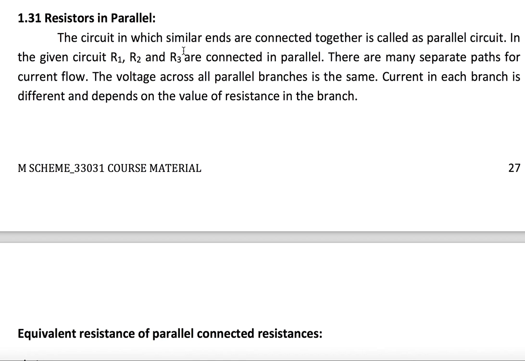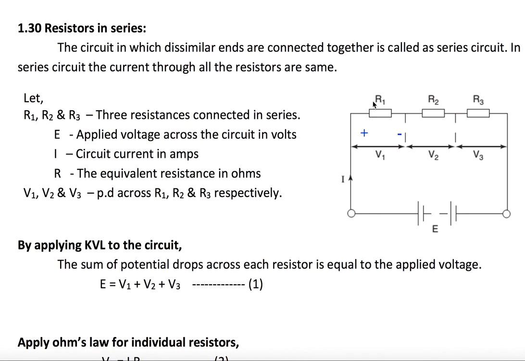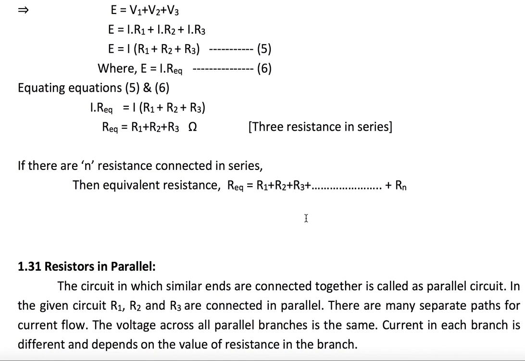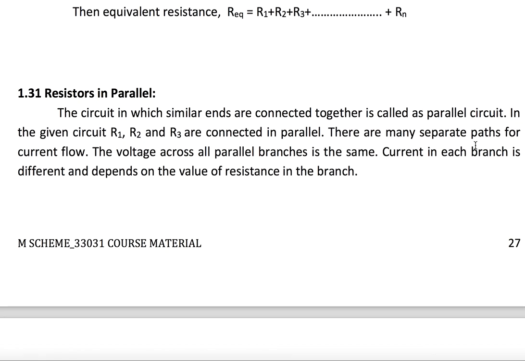Resistors in parallel: the circuit in which similar ends are connected together is called a parallel circuit. Like mentioned earlier, A here, B here, A here, B here. When A is connected to A and B is connected to B, that is called similar ends. Similar ends are connected together, then that becomes a parallel circuit.